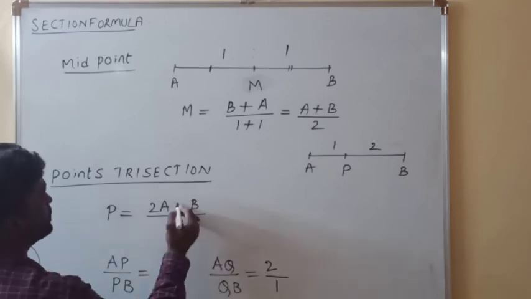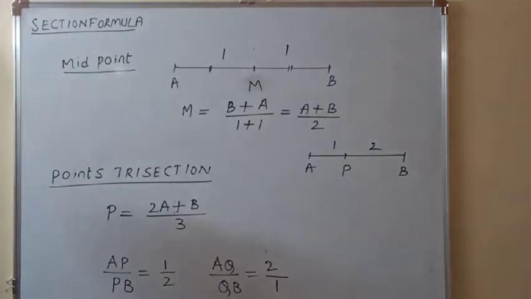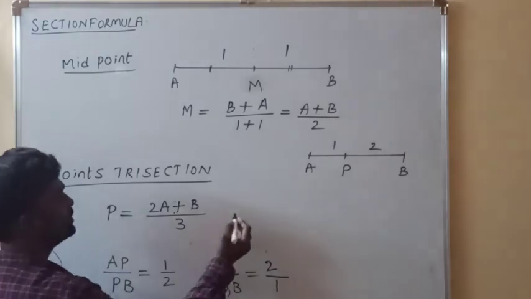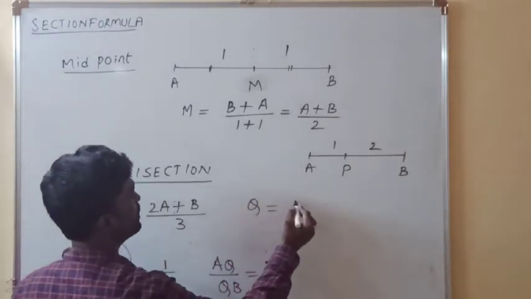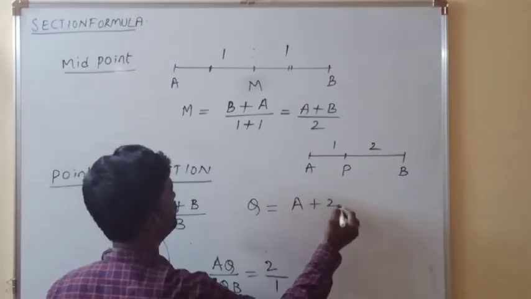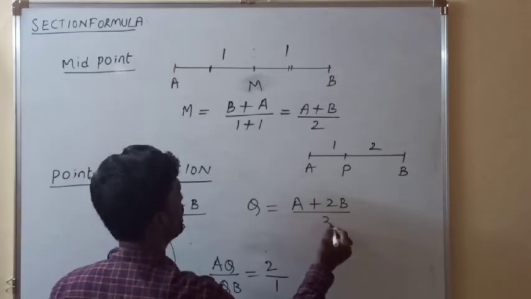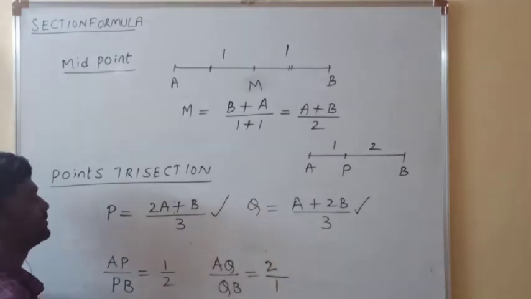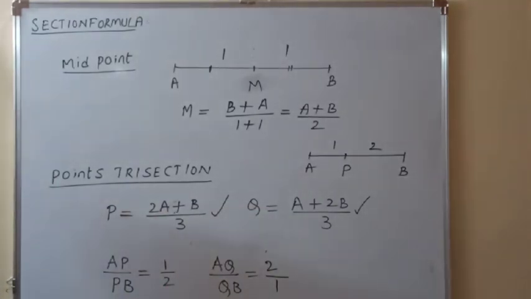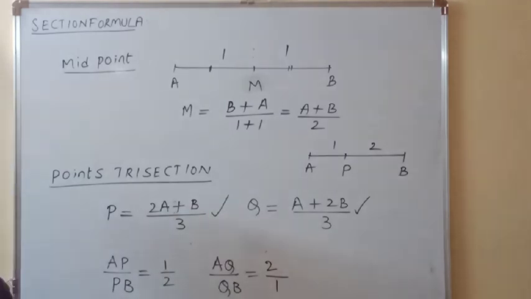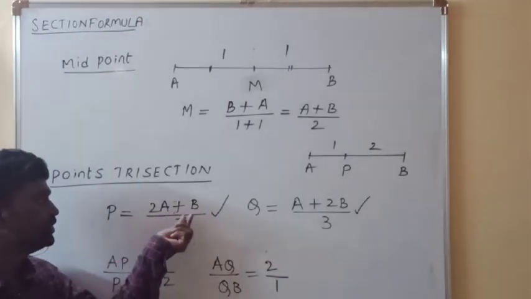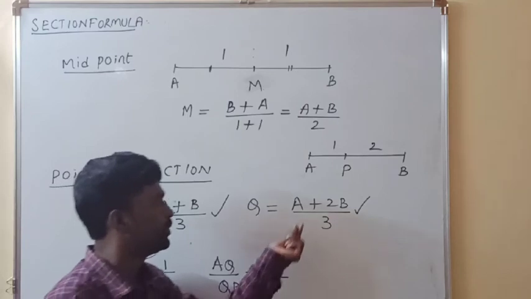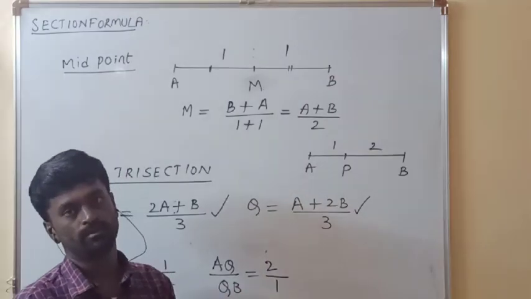By using this formula, (2A plus B) divided by 3. Similarly, coordinates of Q becomes (A plus 2B) by 3. By using this formula, you can find coordinates of Q, and by using this formula, you can find coordinates of P. Thus, the points of trisection of the segment AB are: one point is (2A plus B) by 3, another point is (A plus 2B) by 3. Okay.